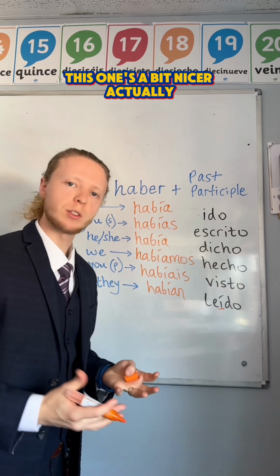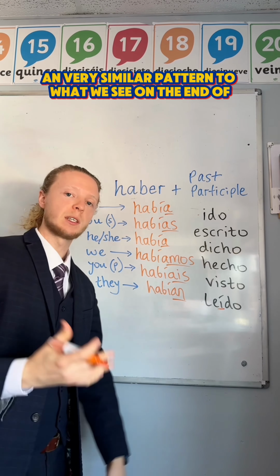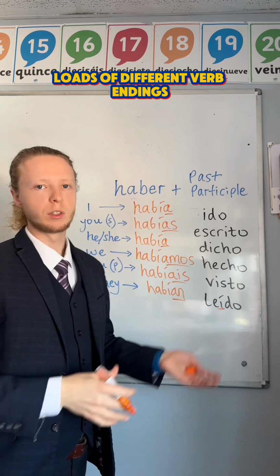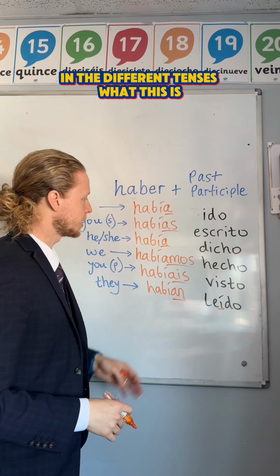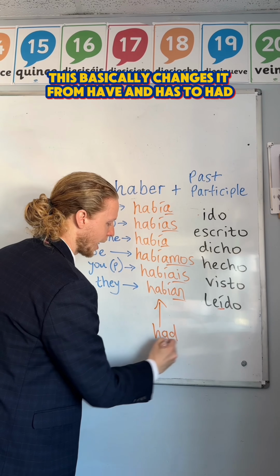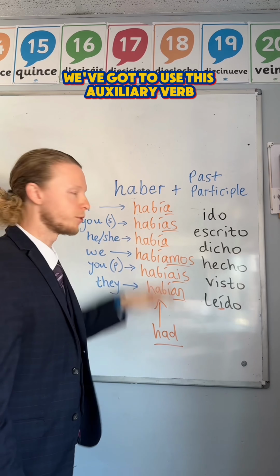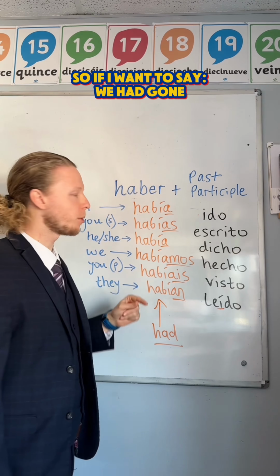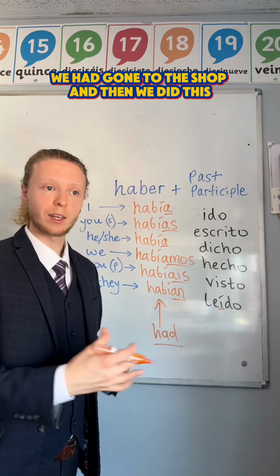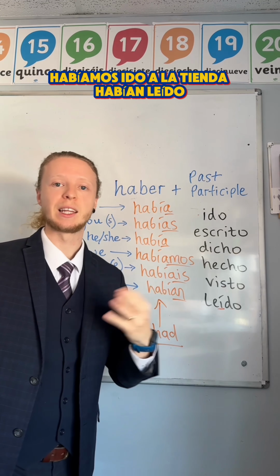This one's a bit nicer actually. We've got as, amos, ais, an. Very similar pattern to what we see on the end of loads of different verb endings in the different tenses. What this does is basically change it from have and has to had. I had, you had, he had, and again, we're not using tener. We've got to use this auxiliary verb. So if I want to say we had gone to the shop, and then we did this: habíamos ido a la tienda.